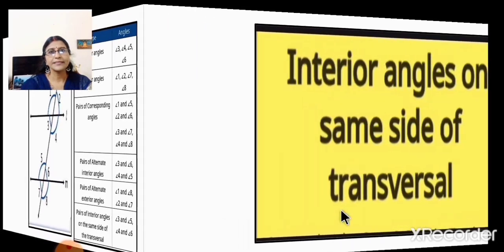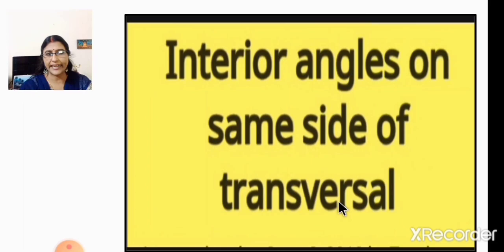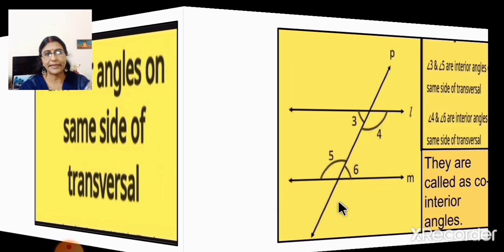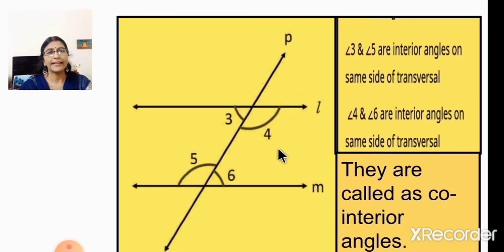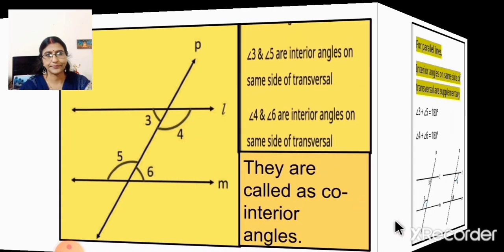Now next, interior angles on the same side of transversal, just now we have seen. So let us understand it better. See here, angle 3 and angle 5, they are on the same side of transversal. Here angle 4 and angle 6 are the interior angles which are on the same side of transversal. They are called as co-interior angles.